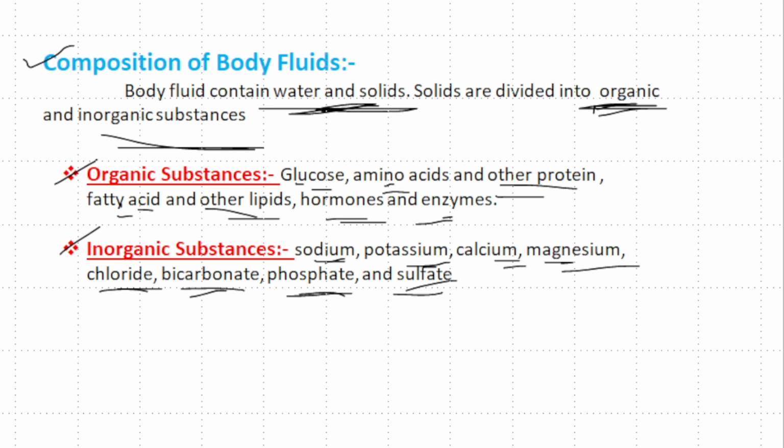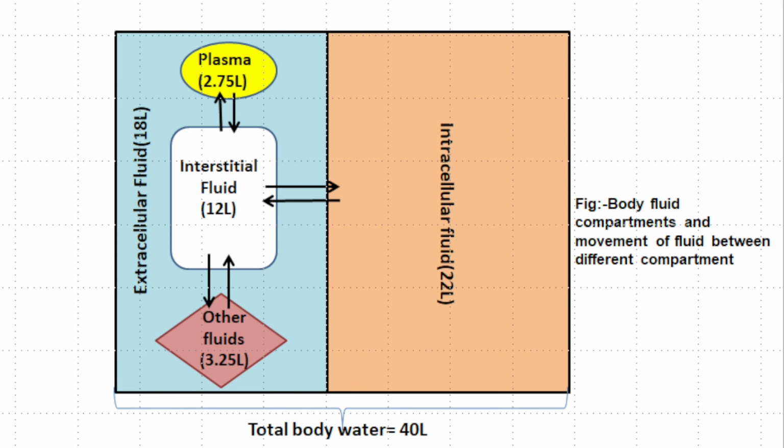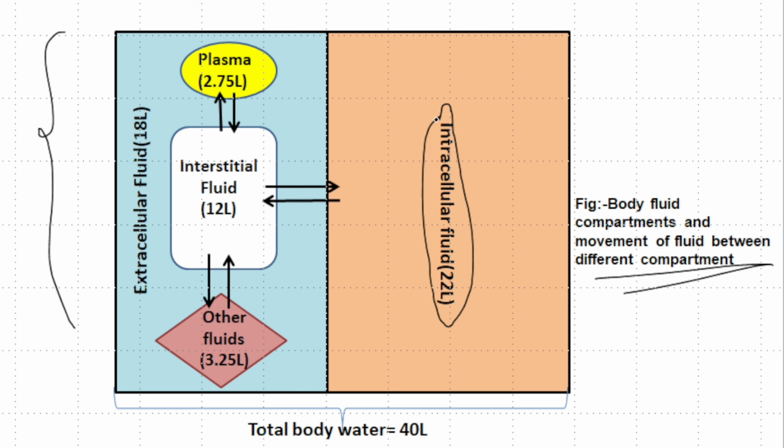Then this is a figure showing the body fluid components and the movement of fluid between the different compartments. You see that this is the intracellular fluid, which is almost 22 liters. And this is the extracellular fluid, which is almost 18 liters. In the extracellular fluid there is plasma, interstitial fluid and other fluid. Plasma is almost 2.75 liters, interstitial fluid is 12 liters and other fluid is 3.25 liters. Then the total body water is 40 liters.